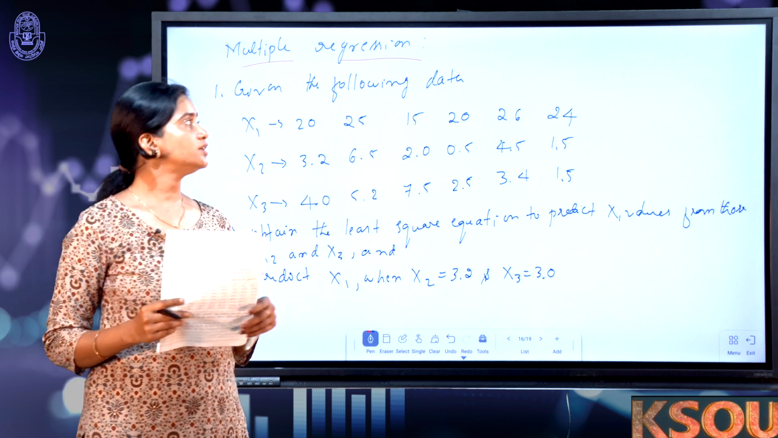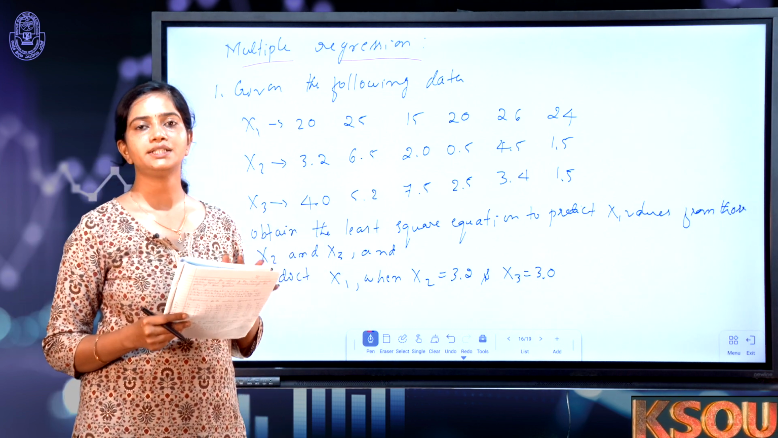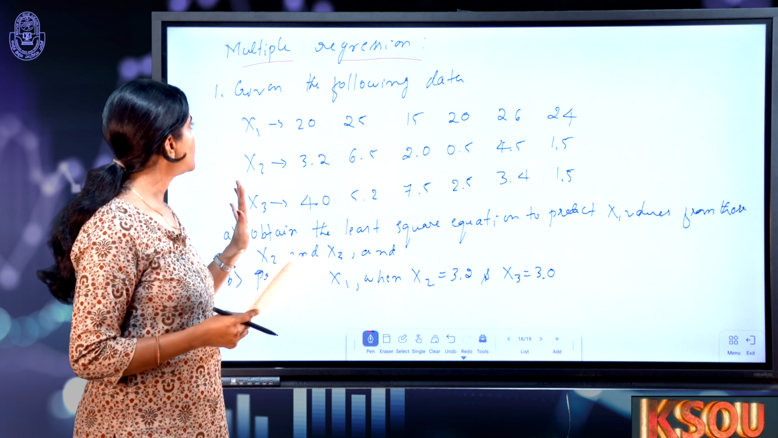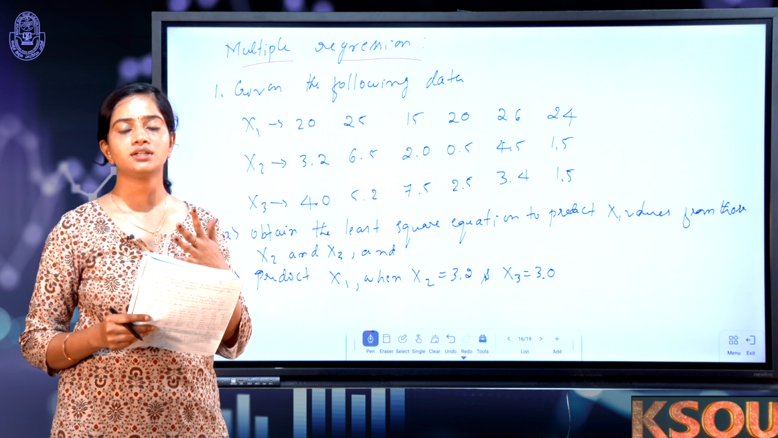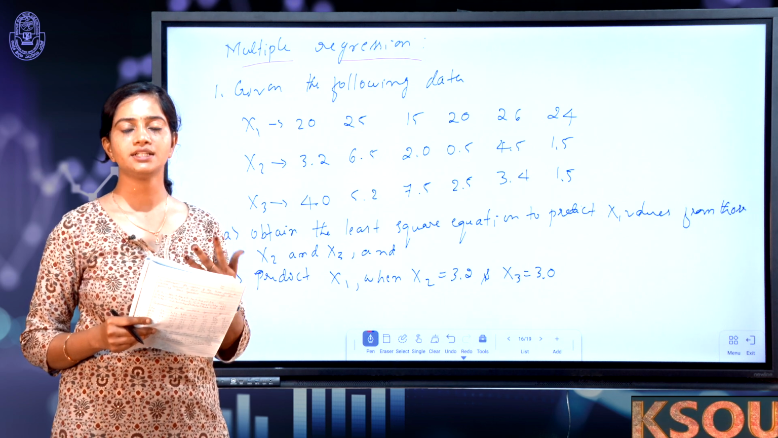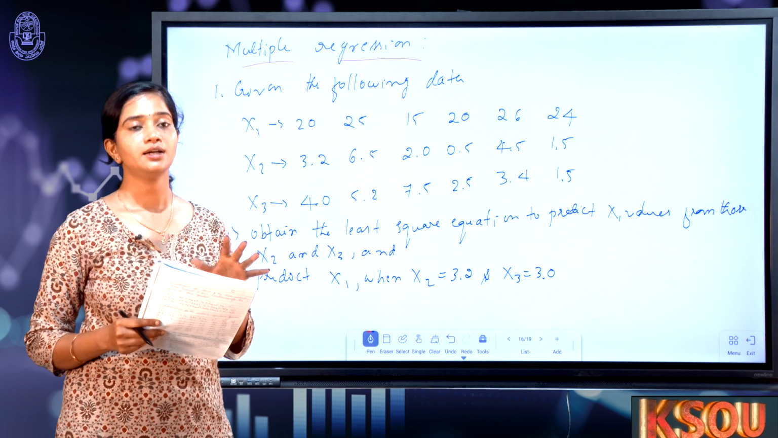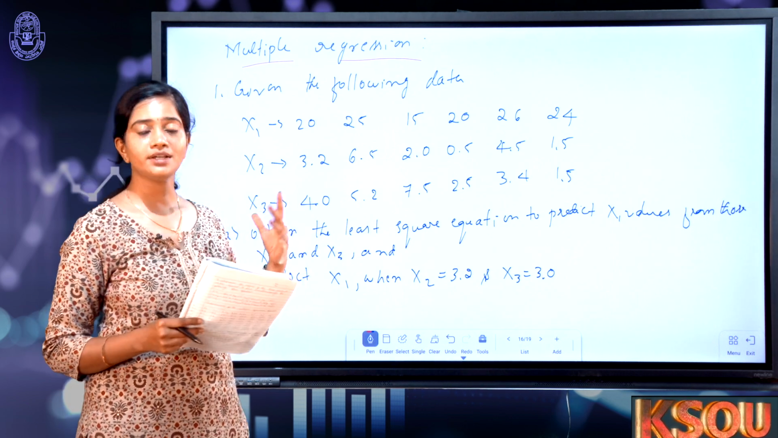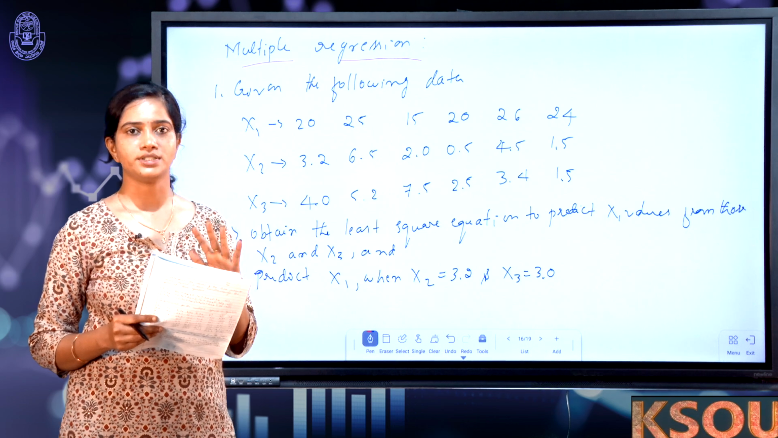So after studying partial regression, we'll study multiple regression now. So what is multiple regression? In partial regression, we keep one variable as a constant and determine the remaining two variables. But in multiple regression, we are going to study more than two variables at once.